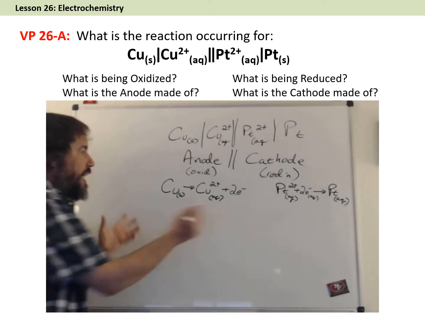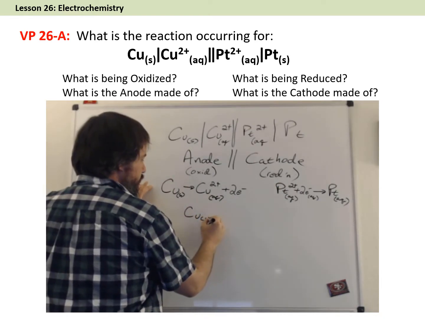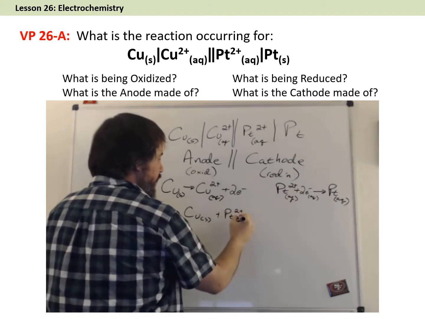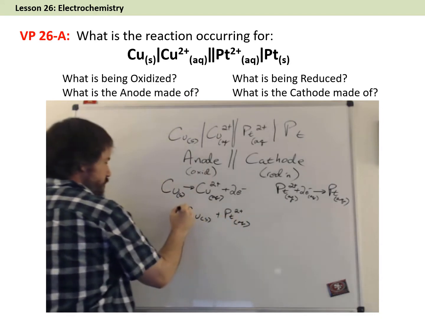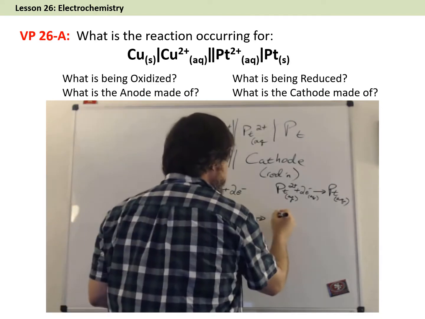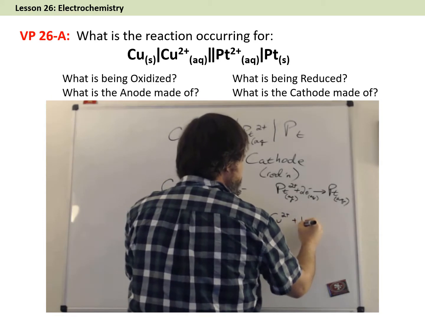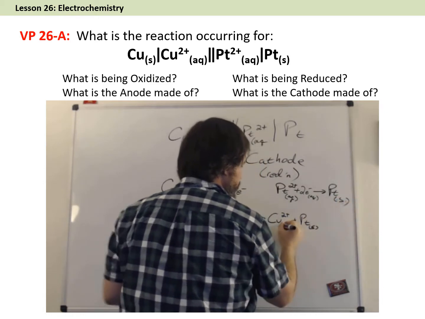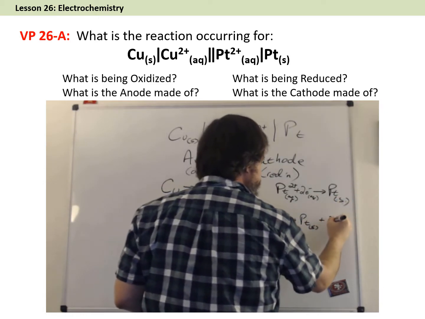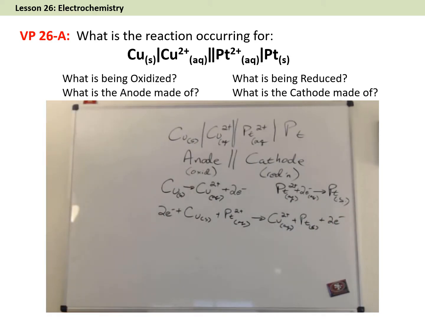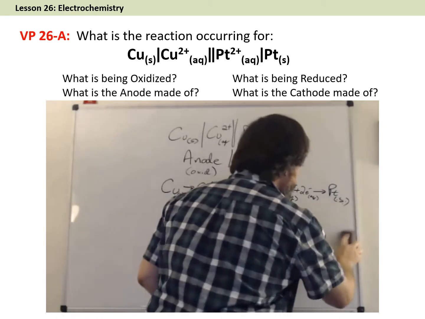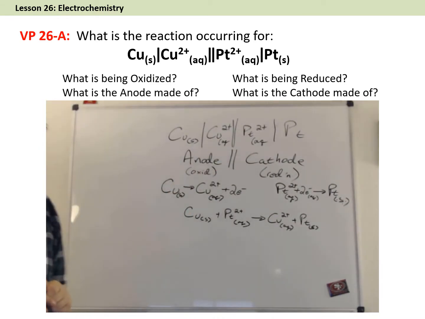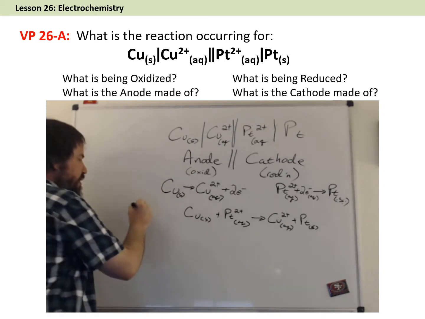I put these two together: copper solid plus platinum 2 plus plus 2 electrons goes to form copper 2 plus plus platinum, which is solid, plus 2 electrons. Notice the electrons cancel out. They will if this is a proper reaction. If they don't, we need to multiply to make sure they balance. All right, so this is my reaction.